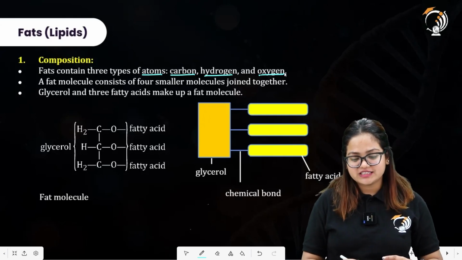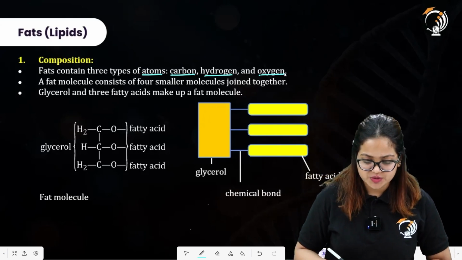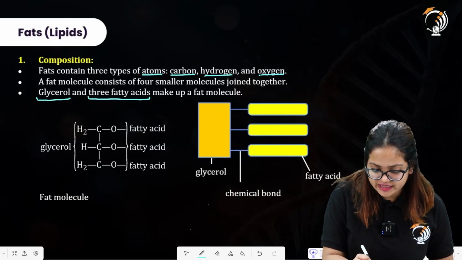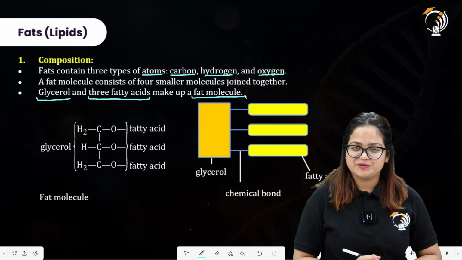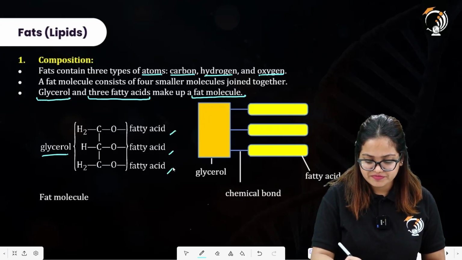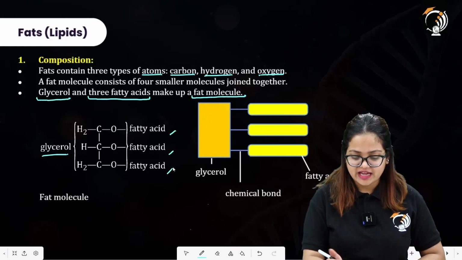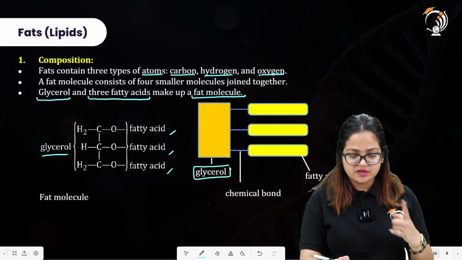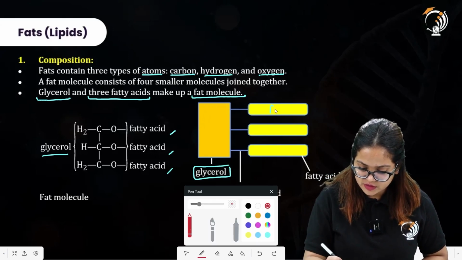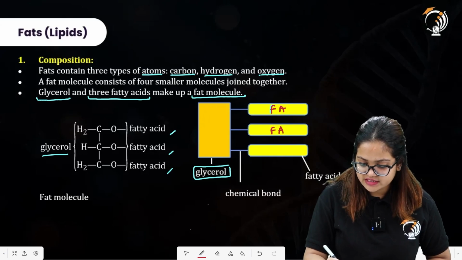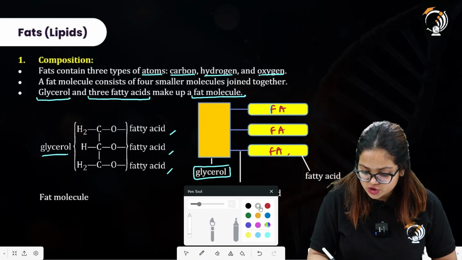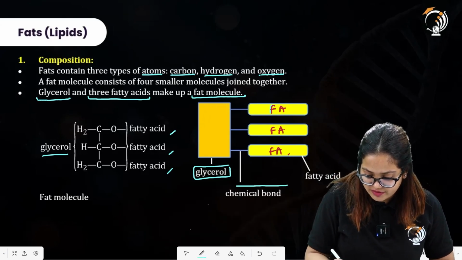Then we have a fat molecule that consists of four smaller molecules joined together. What are these smaller molecules? That is glycerol and three fatty acids that make up a fat molecule. All right, we have the fat molecule representation. On the right hand side we have the glycerol component. This is the first smaller molecule. Then we have the fatty acid chain over here, this is the fatty acid chain, and this is the fatty acid chain. Both glycerol and fatty acids are linked by chemical bonds to make a complete fat molecule.